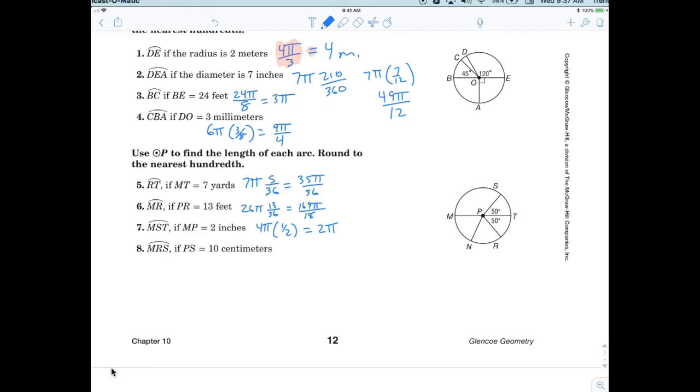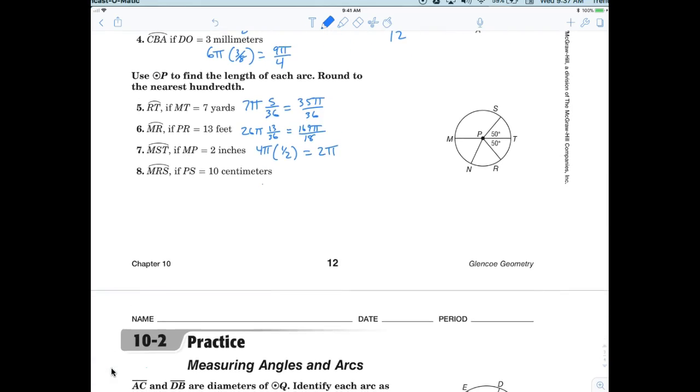MRS, so what is PS? So then the circumference is 20 pi. Now, MRS is how many degrees? 230. Wow, look at that mental math. There we go, 23 out of 36. So then, I believe that's going to be 115 pi over 9. Is that right?